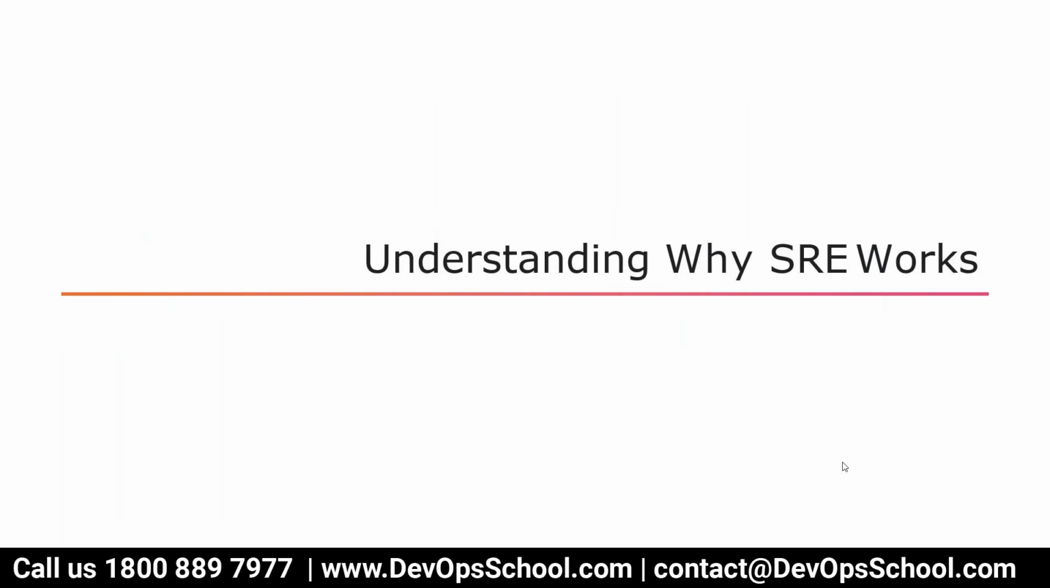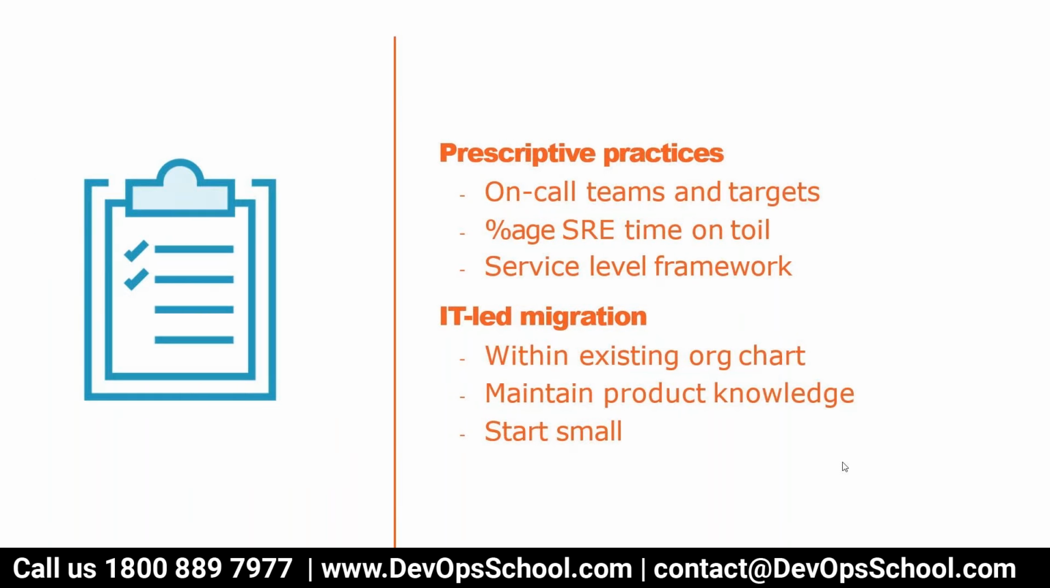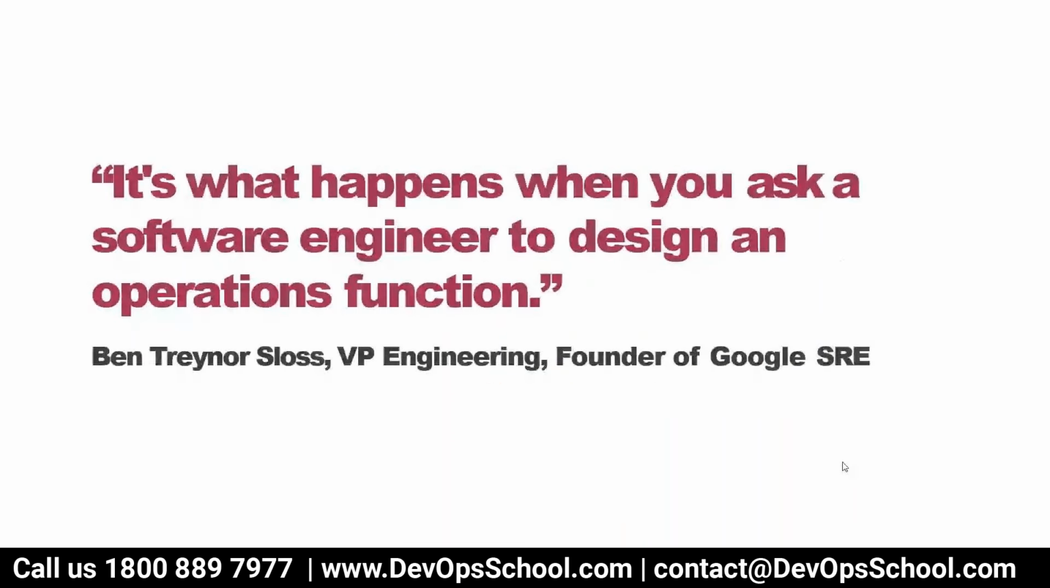So understanding why SRE works. So here conflict between the dev and ops made explicit, contract at service level, business buy-in, integration between the dev and ops, shared responsibility, shared workload, and common toolkit. Prescription practices, on-call teams and targets, 0% SRE time on toil, service level framework, IT-led migrations which includes within an existing org chart, maintain product knowledge and start small. So some of the other stuff also we have it and so on.